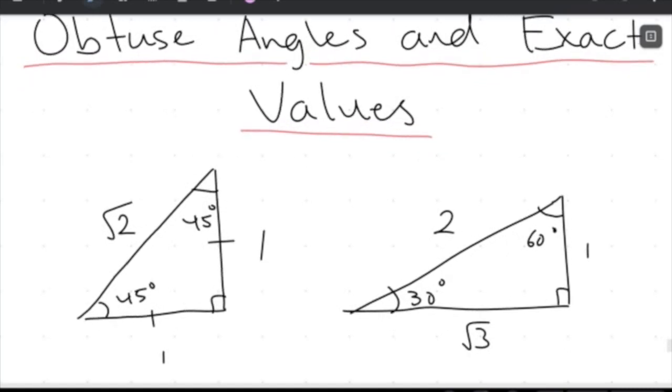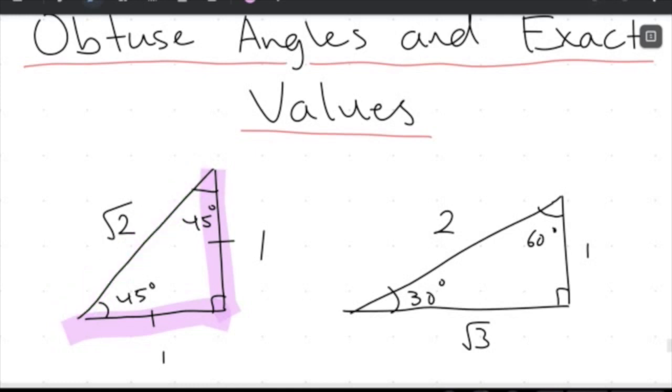We have this one on the left here. So a triangle, this is an isosceles triangle because these two sides are equal and they both have a length of 1 and a hypotenuse of root 2. You can check this via Pythagoras if you'd like.